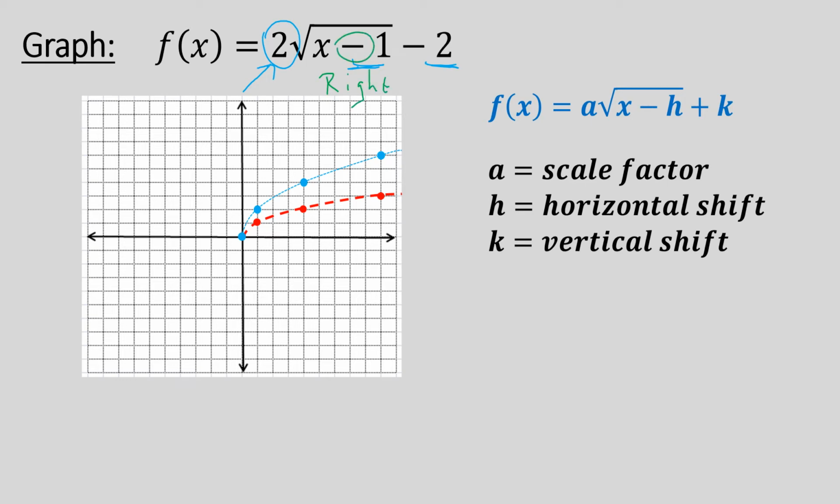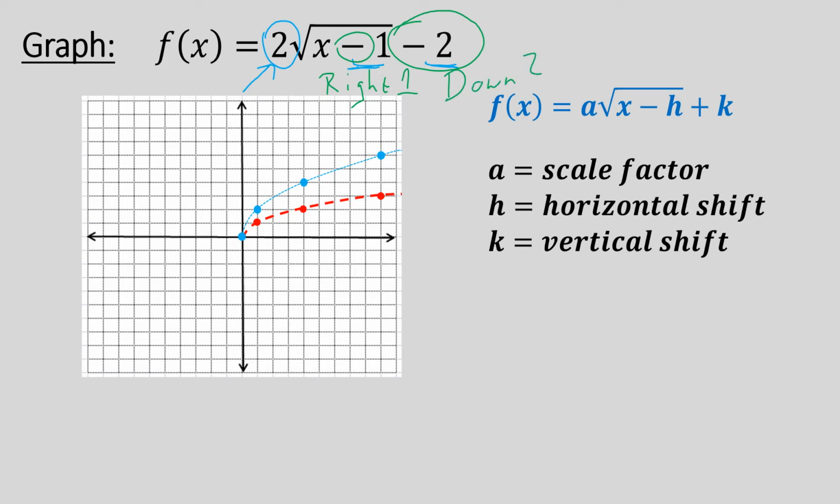Negative makes us think it's going to go to the left, but it's actually going to go to the right 1. Okay, this does the same as what it says. That's moving it up and down. Same means this is going to move down 2. So all of these points are going to move right 1, down 2.